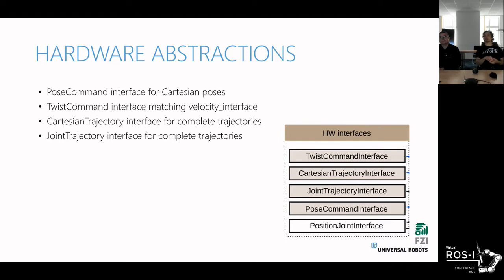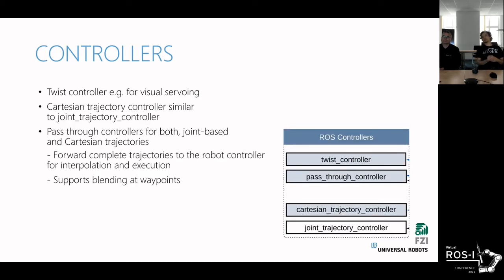Then on the hardware abstraction side, we have a couple of new interfaces to actually speak to the robot. So we have this twist command interface to actually send a Cartesian twist. We have a trajectory interface to send a whole trajectory down to the robot in Cartesian space. We have a joint trajectory interface to send a complete trajectory for execution on the robot. And then we also have the pose command interface, which is similar to the position joint interface, basically. And the idea of the trajectory interface is really that you send a complete trajectory to the robot controller and let it handle execution, so you don't have to do interpolation and commanding set points at each time cycle on your ROS machine. I'll come to that later in the controllers that we actually developed.